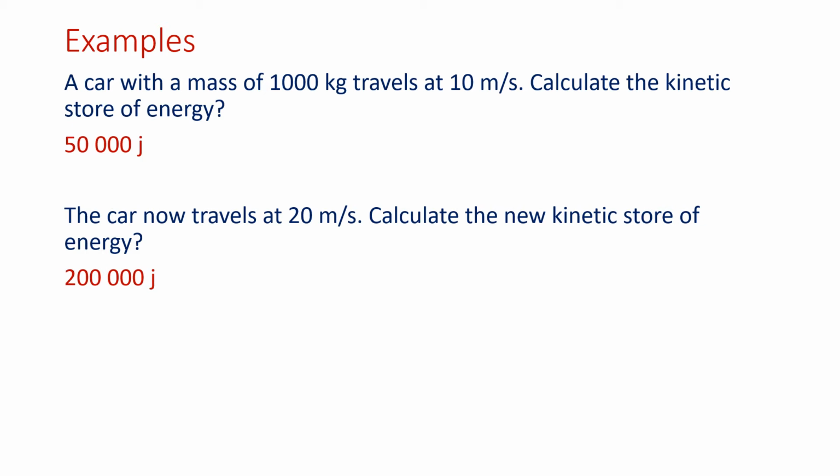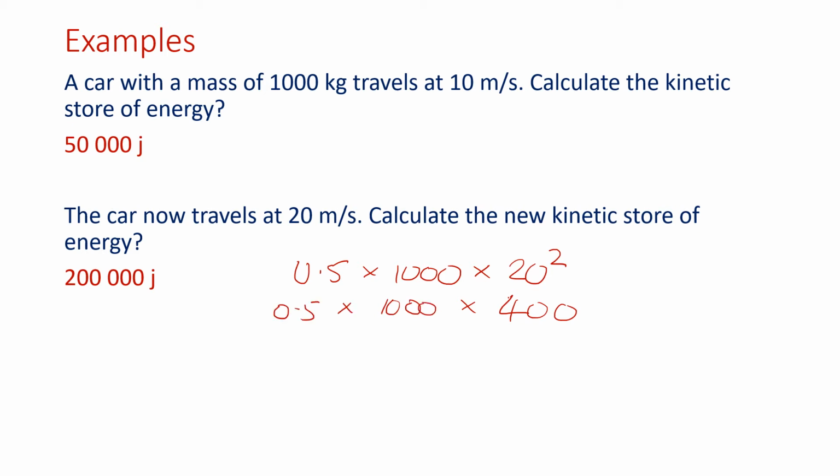So the answer is actually 200,000 joules. Let's have a look at how to do that. Using our kinetic energy equation, we've got 0.5 multiplied by the mass, which is still 1,000, multiplied by the new velocity, which is 20 squared. 20 squared gives us 400. I'd always do that first. Multiplied by 1,000, multiplied by 0.5. So it's a half of 400,000, which is 200,000 joules.